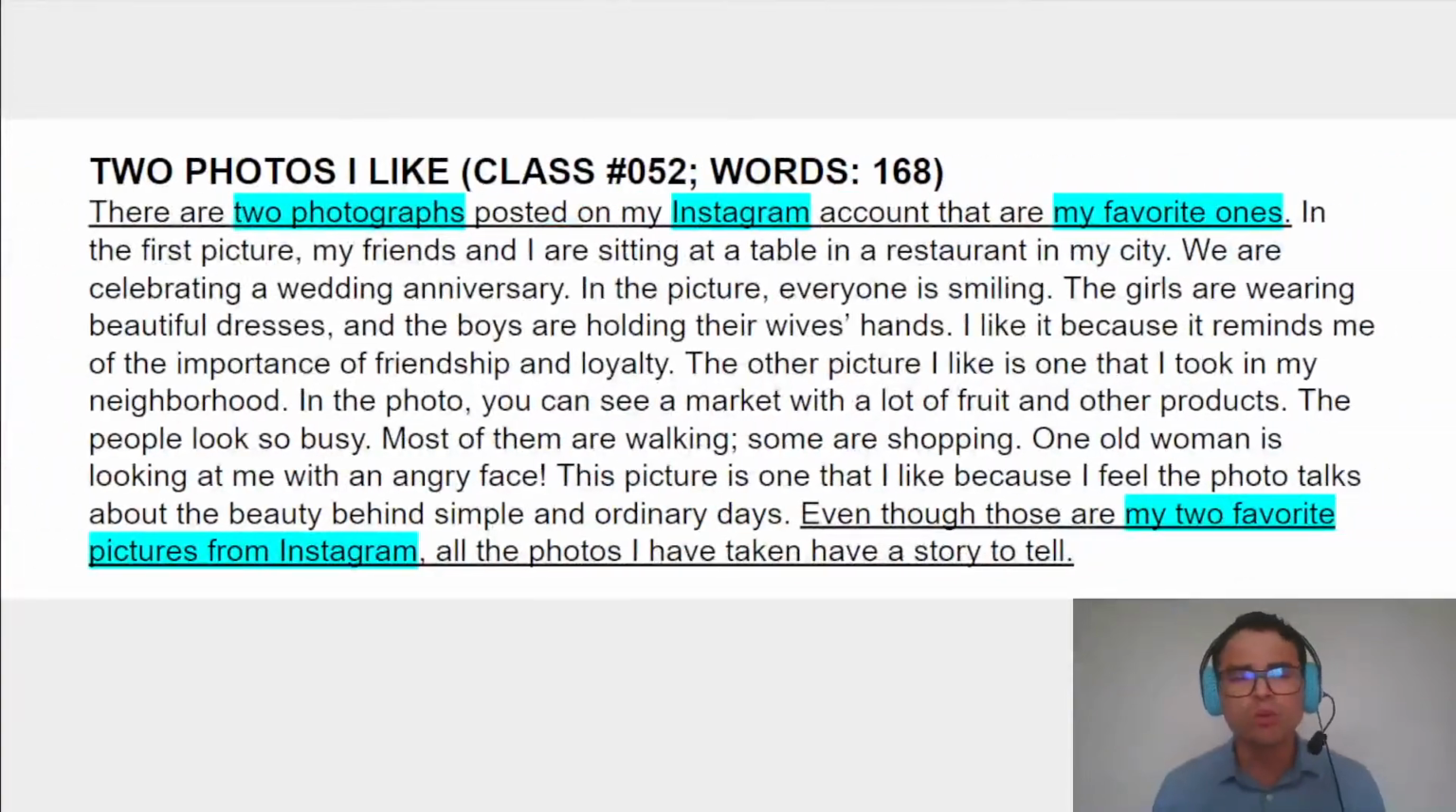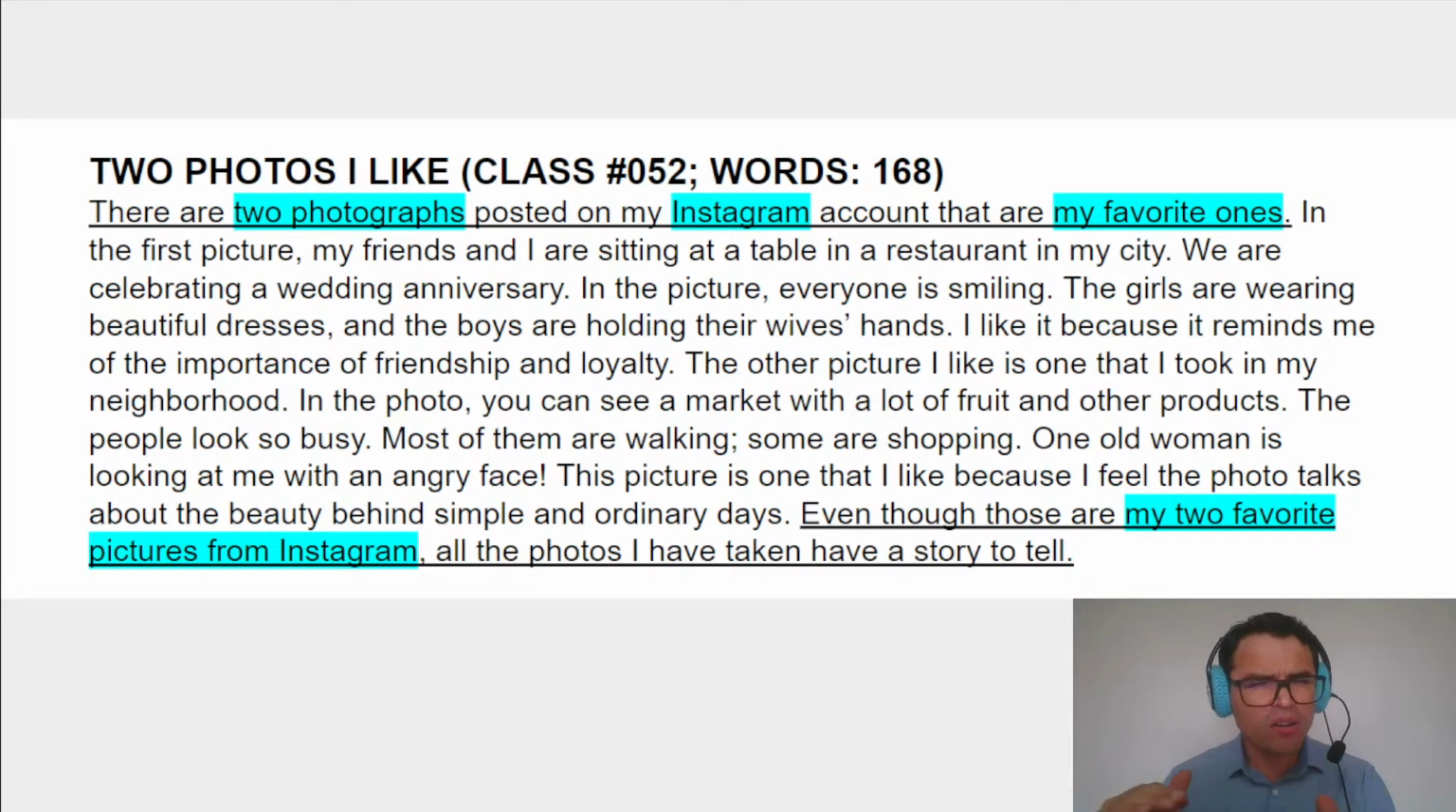What can I say, or what can we say about this paragraph? Well, look at the introduction and look at the conclusion. I would say look at the introductory sentence and the concluding sentence. The introduction says, there are two photographs posted on my Instagram account that are my favorite ones. And the conclusion says, even though those are my two favorite pictures from Instagram, all the photos I have taken have a story to tell.